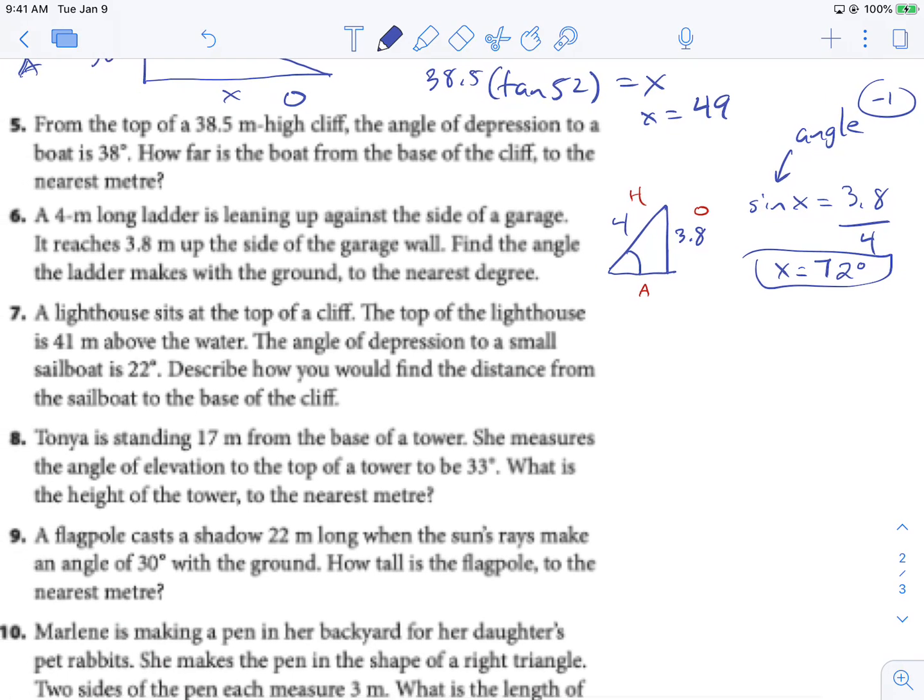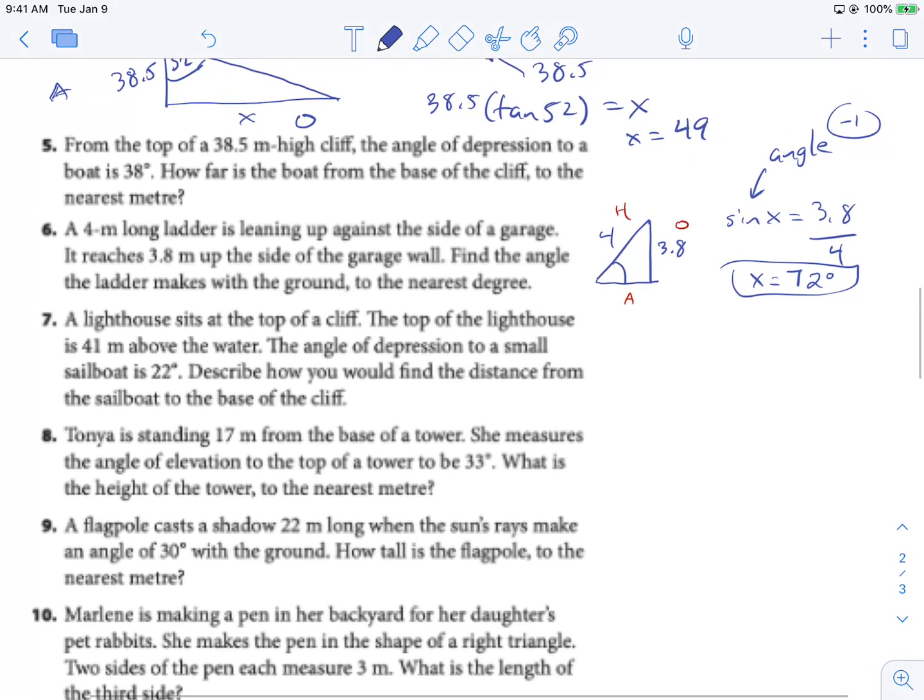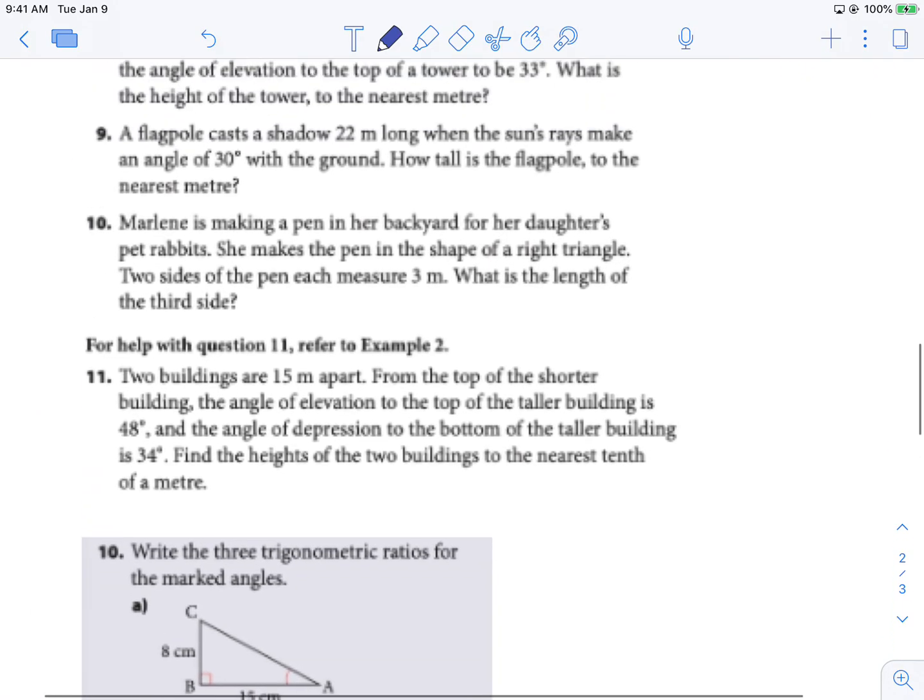Ooh, good one here. Okay, so we have the lighthouse. Oh, I think I didn't assign this one. 7's a good one. If you feel like doing 7, it's a good one, a good communication style question for you to review those kind of things. Okay? So the next one I believe I assigned for you is 8, 9, 11, and then 10.